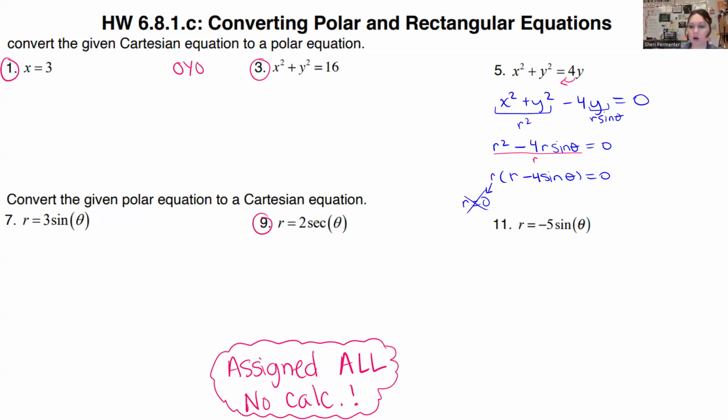And so I already know that I'm going to have to bring that to the other side. So I can go ahead and rewrite it like that. So I get r is equal to positive 4 sine theta as my answer.